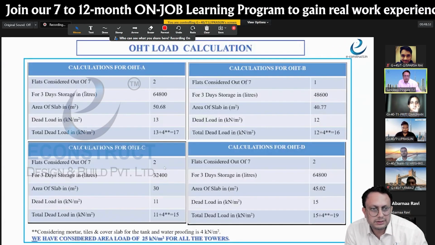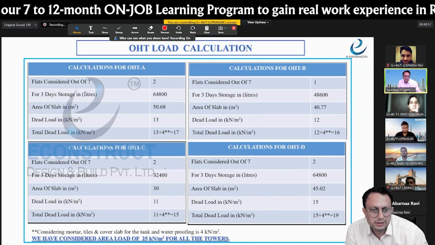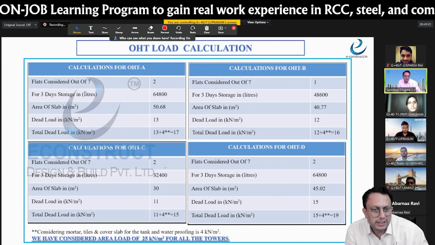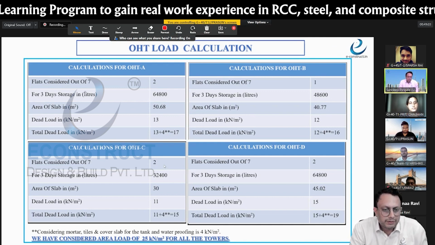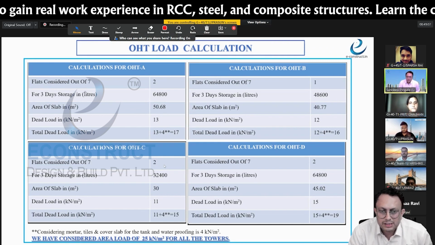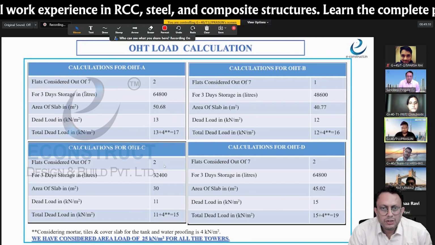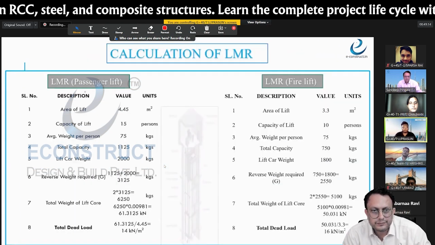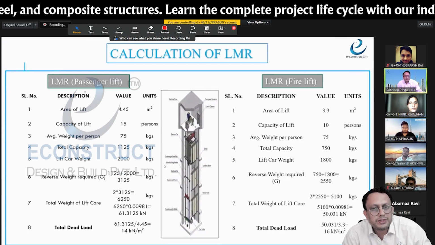Okay, nice. We have considered area load of 25 kilonewton per meter square for all the towers. What is that? OHT, okay. Lift machine room, okay.